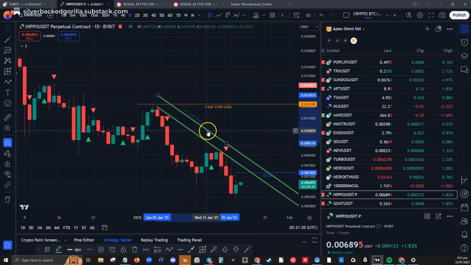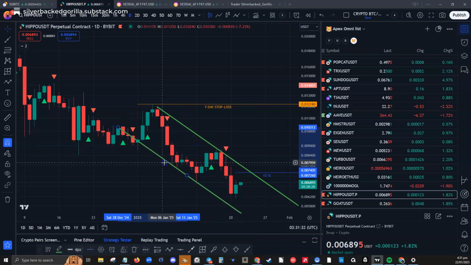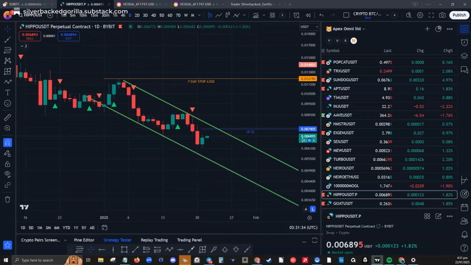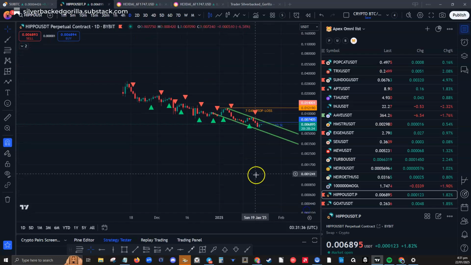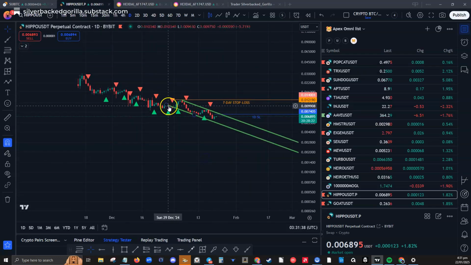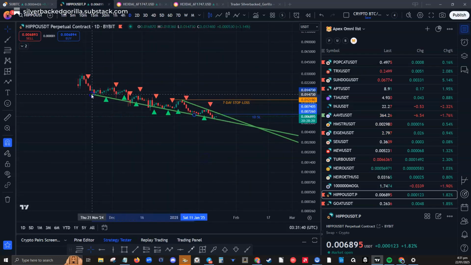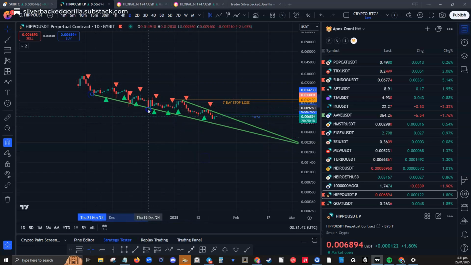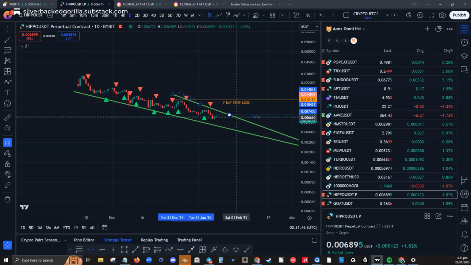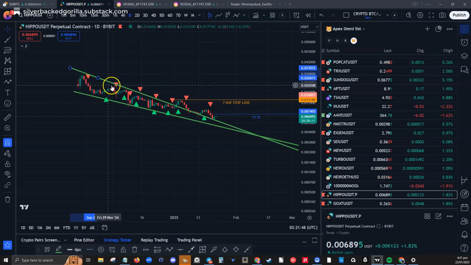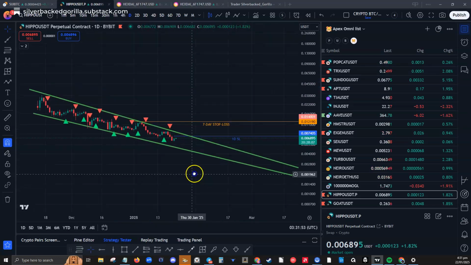So I pretty much know the answer to this. I don't have to do this, but I thought let's just have a look anyway. So zoom out a bit. Isn't that interesting when you zoom out? What happens? Falling wedge. It'll probably result to the upside.